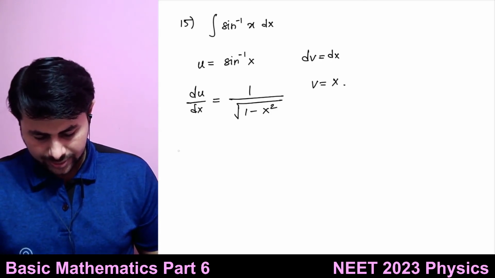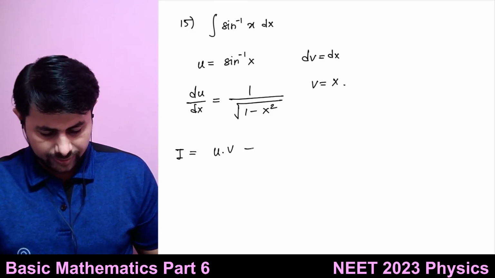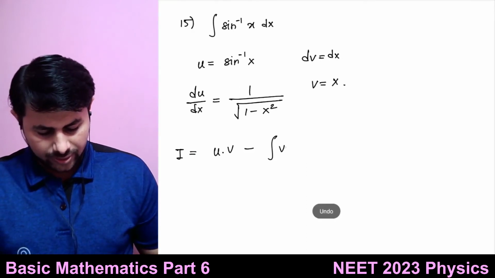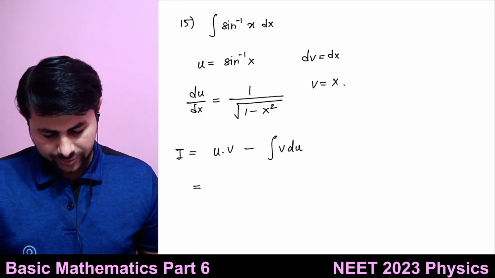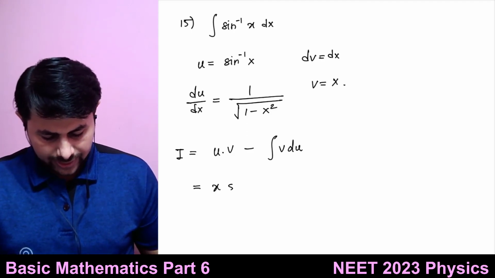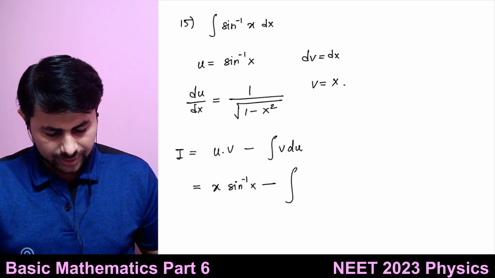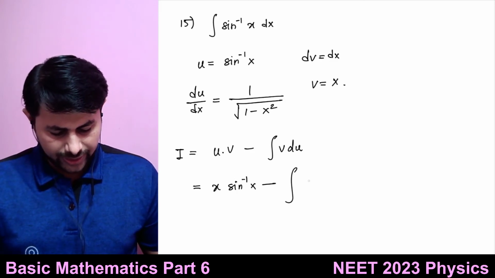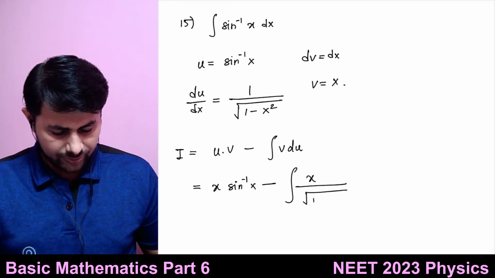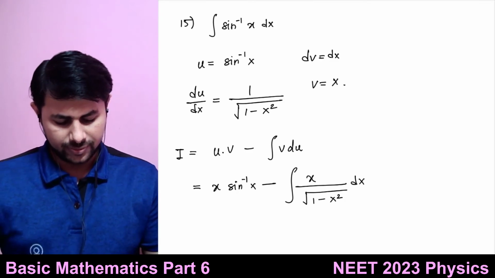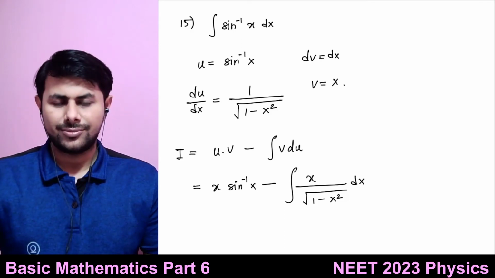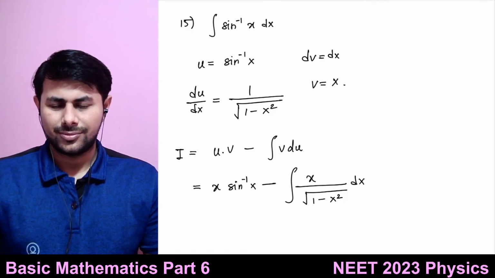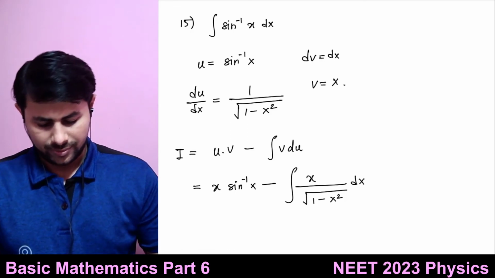Then the integral I is u times v minus the integral of v du. u is sine inverse x, v is x. So x sine inverse x minus the integral of x divided by square root of 1 minus x square dx. Now what to do?